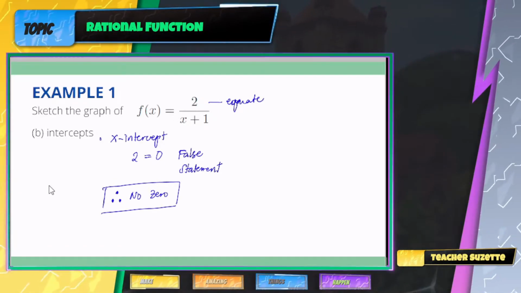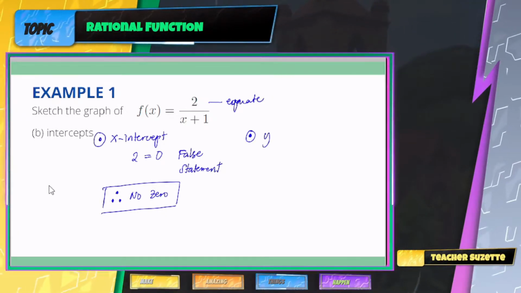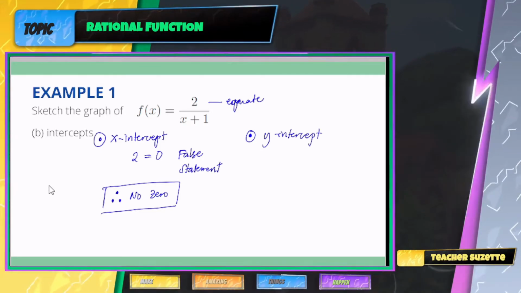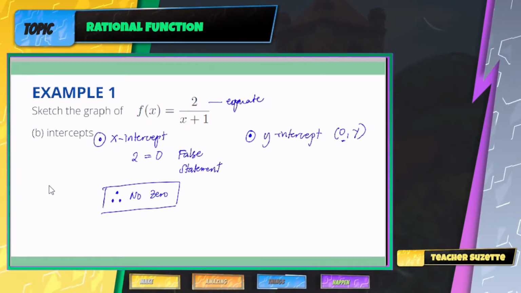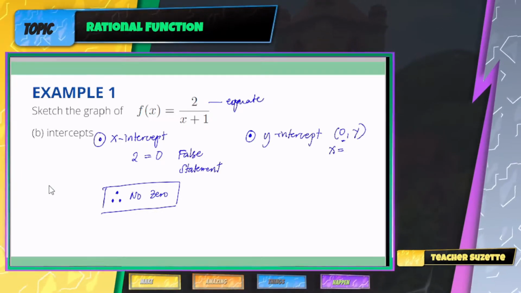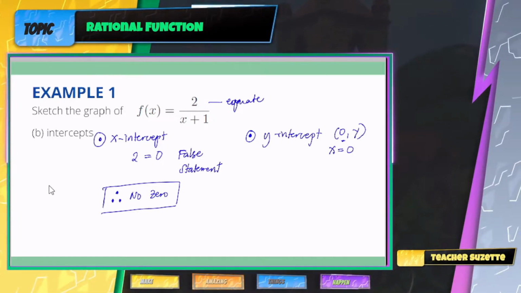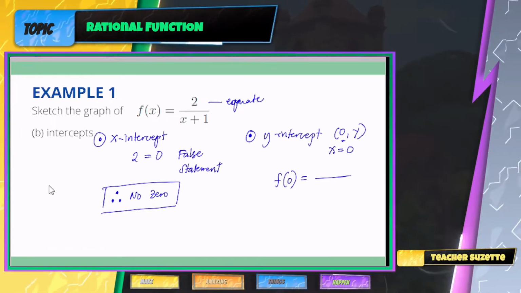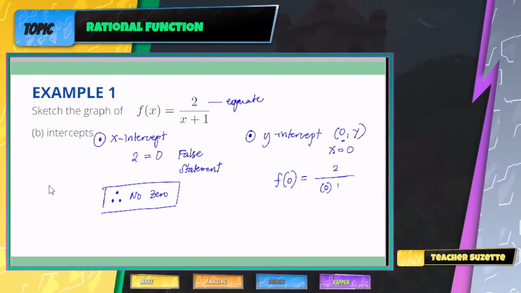How about for our y-intercept? So, y-intercept, ito yung point na nasa y-axis, no? So, that is (0, y). Obviously, you're going to make your x equal to 0. So, you let your x equal to 0. Therefore, you'll just simply evaluate your f of x. So, substitute mo lang or replace mo lang po yung value ng iyong x ng 0.